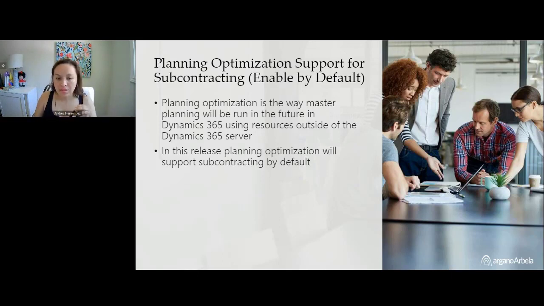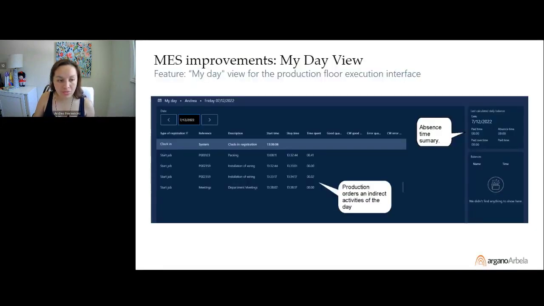Then the following features are related mostly to the MES. The first one that I want to talk about is My Day. It is a new form in the MES where the user will be able to see the production orders or indirect activities that he has worked during the day. On the right, he or she will see an absence time summary. And then in the demo, I will show it in D365.